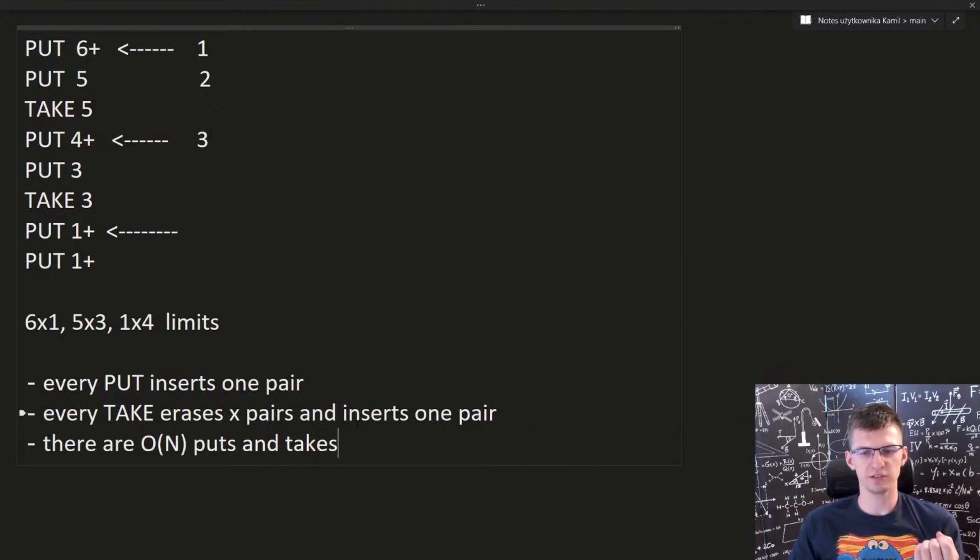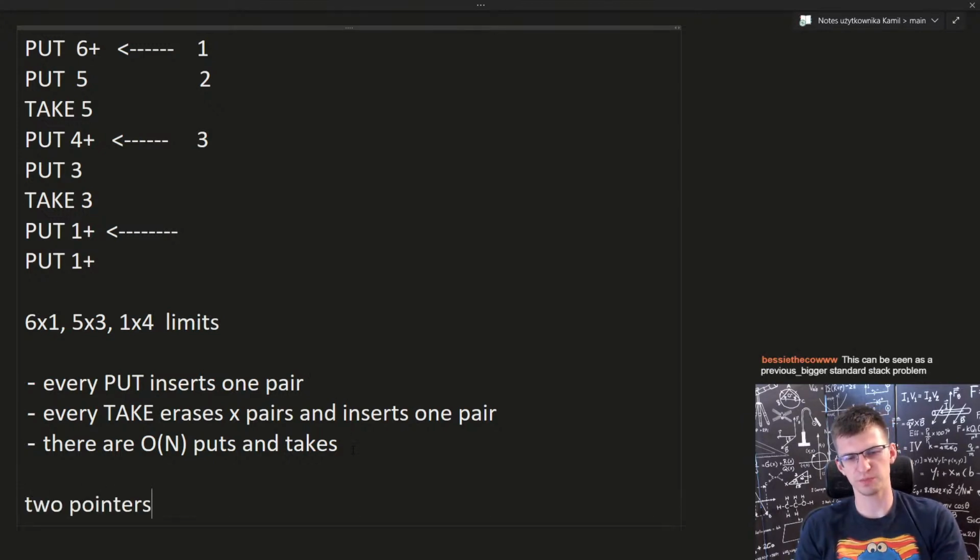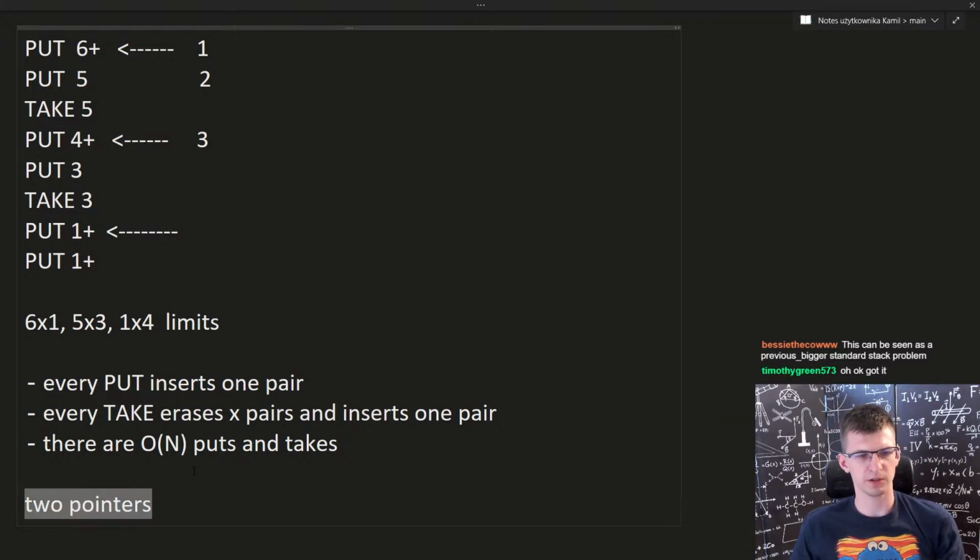Because if you insert in total a linear number of pairs, like this inserts n pairs, this inserts n pairs, which means that you cannot erase more than n. Because, well, if you insert something 100 times, if you use pushback 100 times, then you cannot use popback more than 100 times. So that's it. The total number of operations is at most twice the number of inserts. That's it. And this is, I think, the most common example of amortized time complexity. The other one is two pointers. Basically, all two pointers problems depend on amortized time complexity like this.